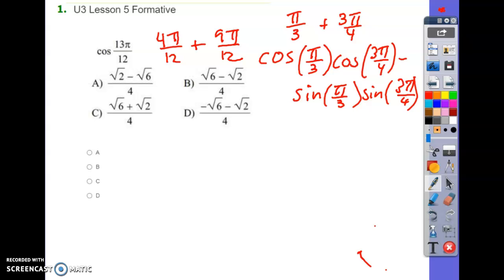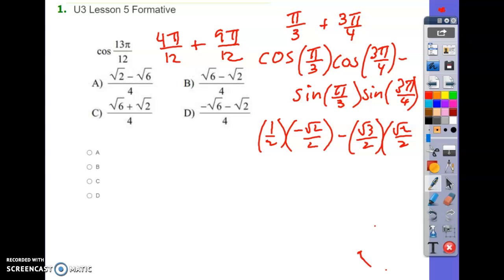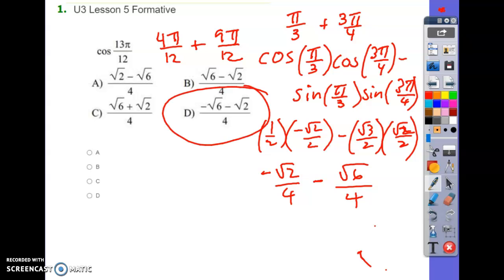Now I'm just going to use the unit circle. Cosine of pi over 3 is 1/2. Cosine of 3 pi over 4 is negative root 2 over 2, minus sine of pi over 3, which is root 3 over 2, and the sine of 3 pi over 4, which is root 2 over 2. That's a 2. And now I'm just going to multiply. So I've got negative root 2 over 4 minus root 6 over 4. And let me look at the answers. It looks like the answer is going to be D, and that's just because this root 6 is negative.